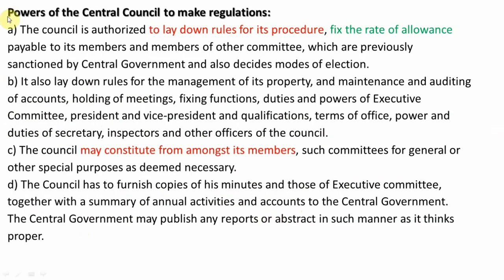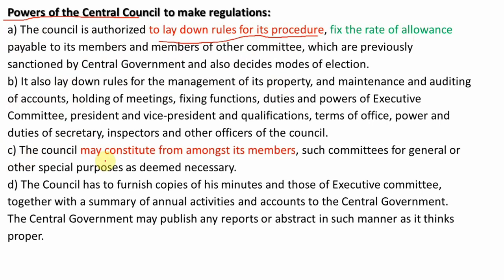The next topic, powers. Powers of the Central Council to make regulations. The Council is authorized to lay down the rules for its procedure, and fix the rate of allowance payable to its members and members of other committees, which are previously sanctioned by the central government. It also lays down the rules for the management of its property and the maintenance and auditing of accounts.